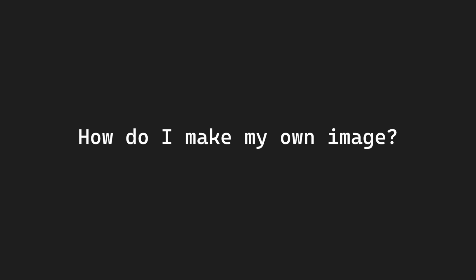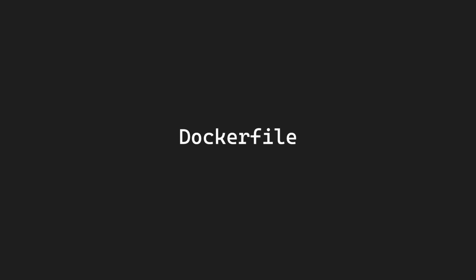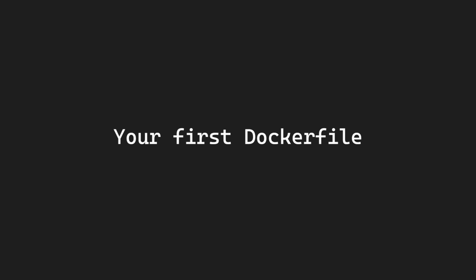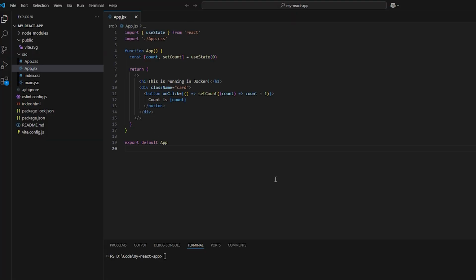But many of you are going to be thinking, how do I make my own image? This is where Dockerfiles come in. Think of a Dockerfile as a list of instructions on how to assemble your image. I'll be showing you how to set these up now. Let's take this React app. It listens on port 3000, but obviously it's not ready for production. So how are we going to run it?